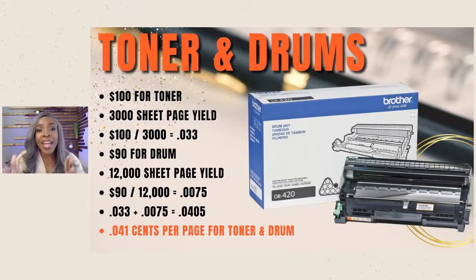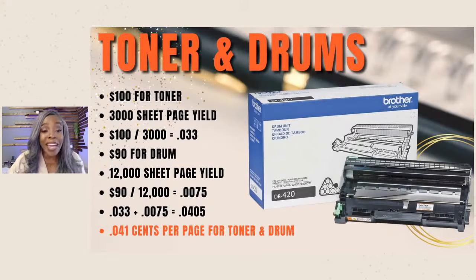So let's break down some toner and some drum numbers. $100, I'm going to use that as the price for our toner cartridge. And again, you may find it lower. It may be higher depending on the different factors that we just talked about. And let's say that this toner cartridge is going to give us 3,000 pages for our page yield. So then when we do the math, that means that for each page that we print, we're going to spend 0.033 cents for toner.